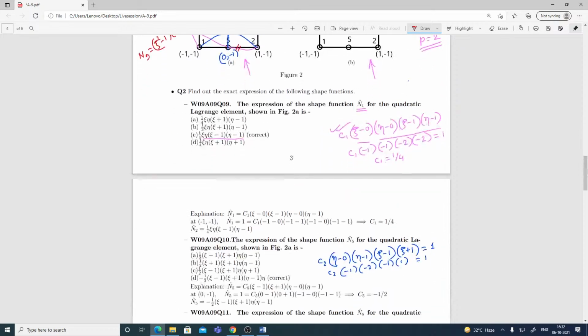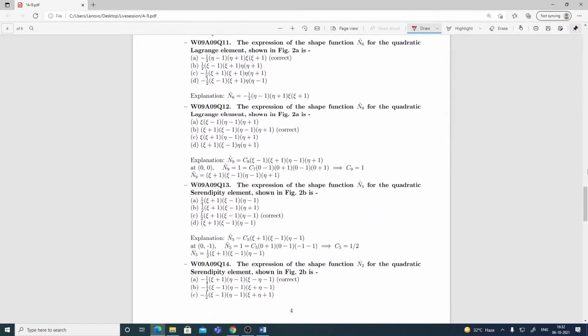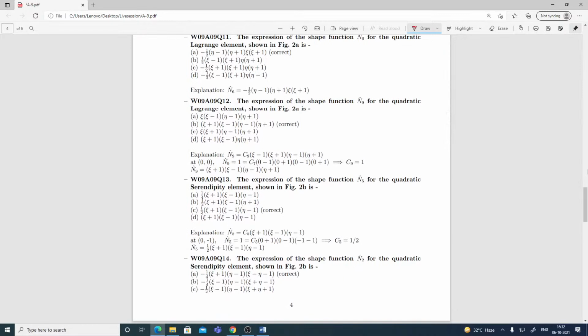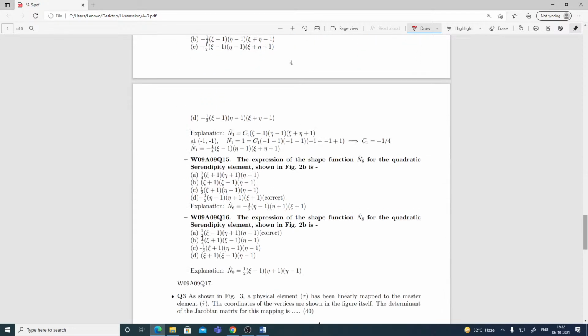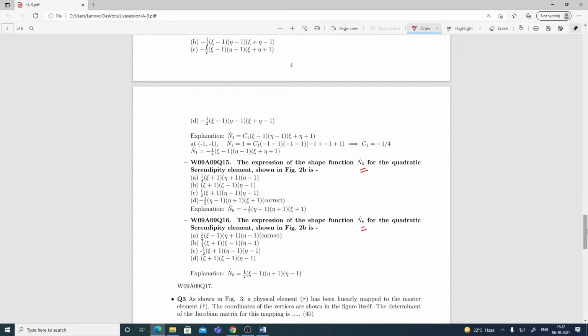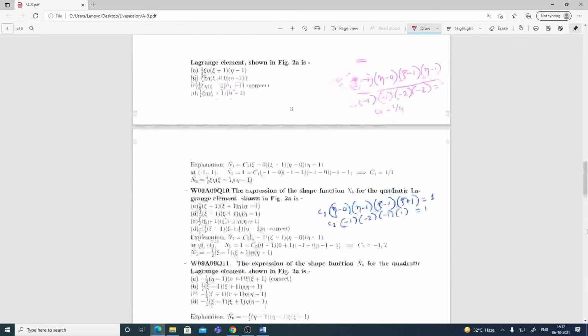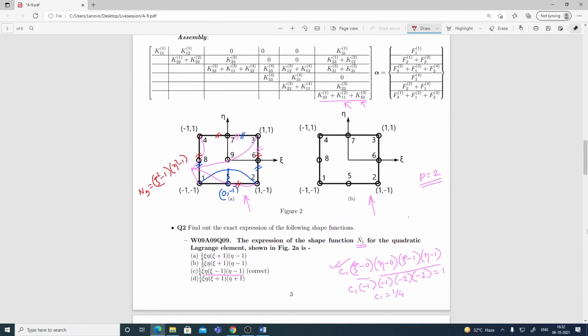Now let's go to the serendipity element. Serendipity elements are non-trivial, so you have to be a little bit cautious here. First is N5, and then I calculated N2, and then N6 and N8. So let's go one by one. Say N5. Let me erase this part so that I can make some space.